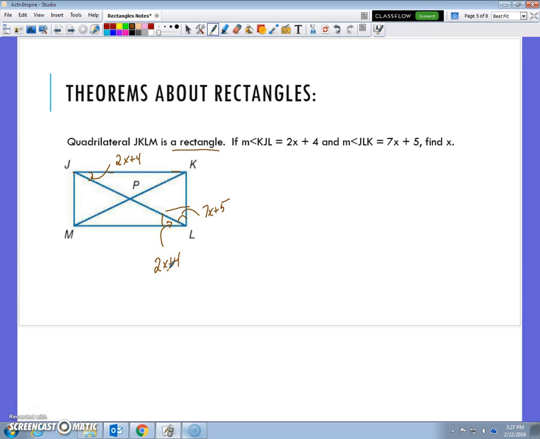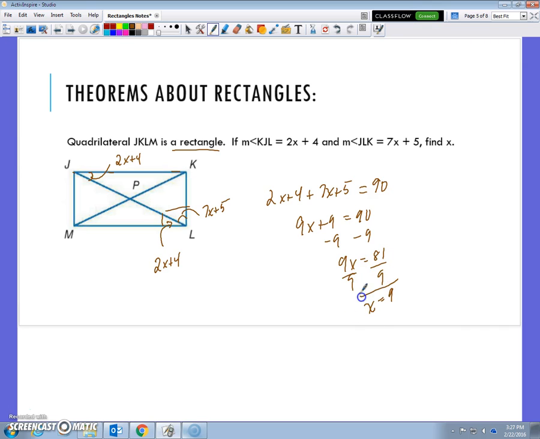They're not a linear pair, but they are complementary. So 2x plus 4 plus 7x plus 5 equals 90. So 9x plus 9 equals 90. And now it's just a matter of the algebra.